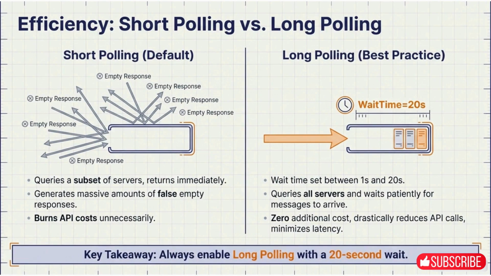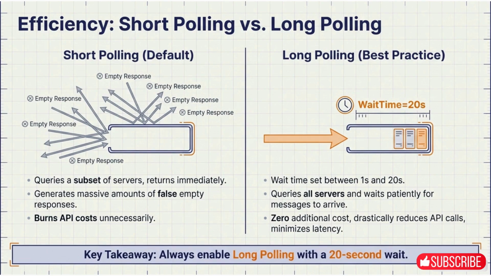With short polling, receive message checks only a subset of SQS servers and returns immediately. That can produce empty or false empty responses, which means the consumer repeats API calls even when useful work is not returned. Long polling waits briefly for a message and checks all SQS servers, reducing empty responses and unnecessary requests.